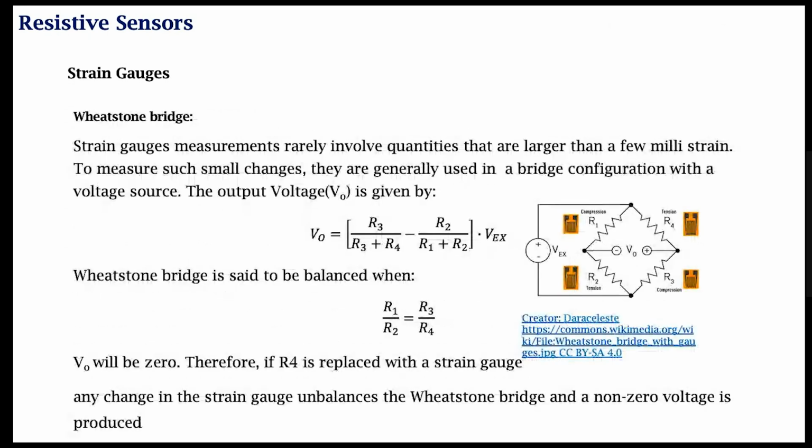Let's look at how these are used in biomedical systems. This is a generic representation of a Wheatstone bridge. So there are four sensors: R1, R2, R3, R4 are four resistances, and you are trying to measure the output voltage. You are applying an input between R1 and R4 and R2 and R3, and you are measuring the voltage between R1 and R2 and R3 and R4.